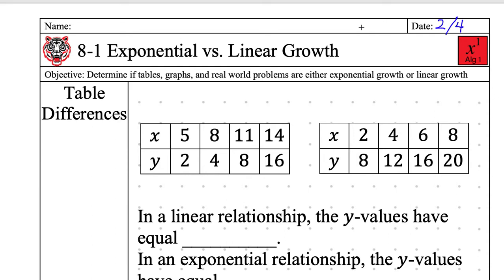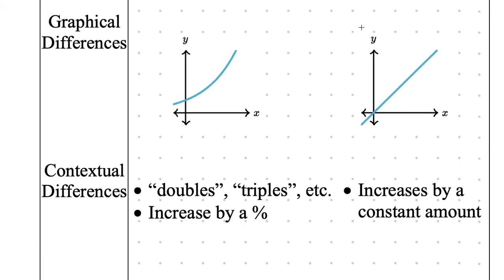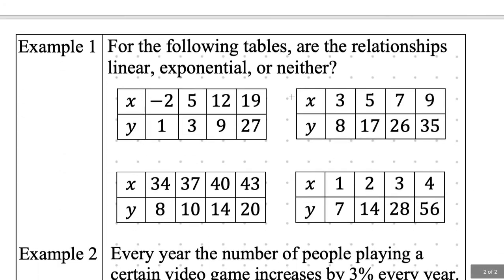All right, so what is our objective? Jade. Determine if tables, graphs, and real-world problems are either exponential growth or linear growth. Precisely. So I'm going to show you a few different things in terms of the tables, in terms of the graphs, in terms of what real-world problems, words you're looking for, and then a bunch of examples.